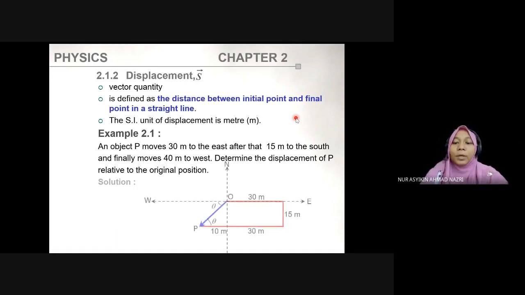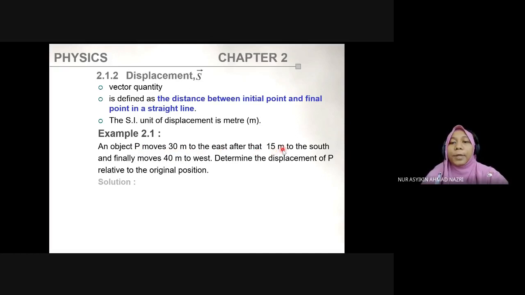Okay. So let's say we have this case. Okay, so object P move 30 meter to the east. After that, 15 meter to the south. Finally, move for 40 meter to west. Determine the displacement of P relative to the original position.